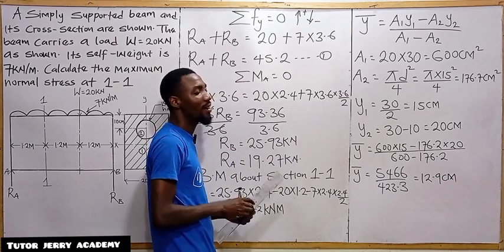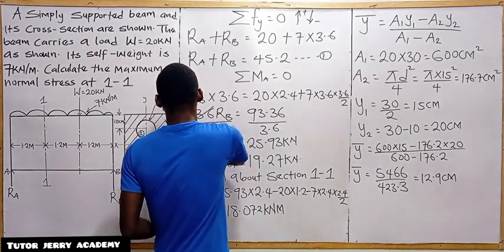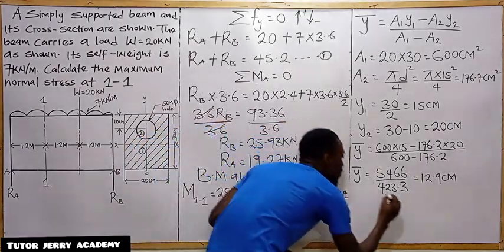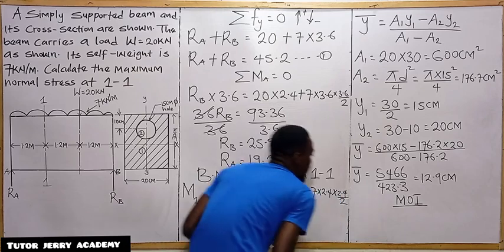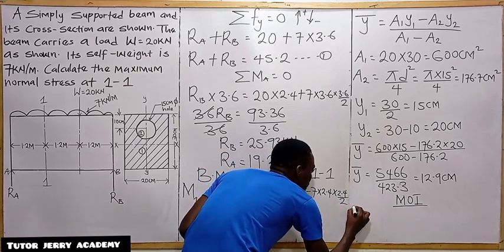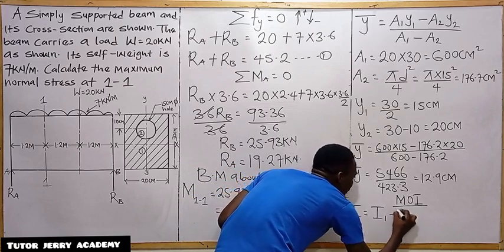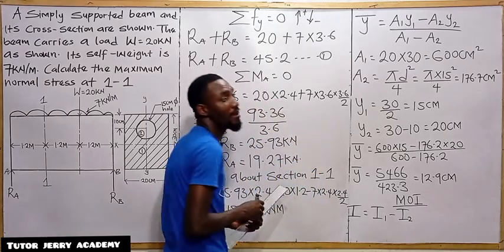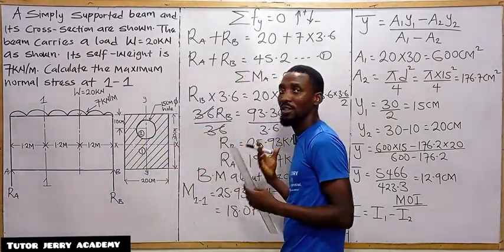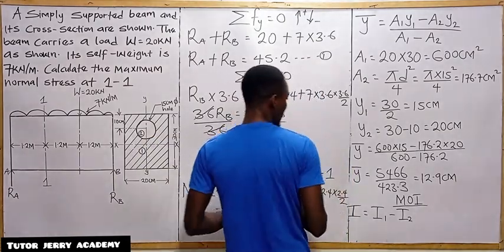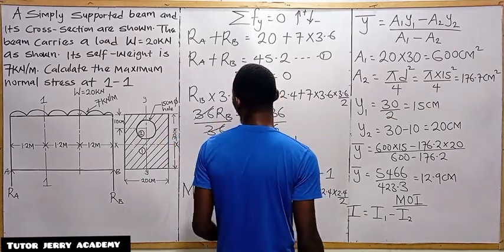All right, so the next thing we are going to do is for us to calculate the moment of inertia of this section here. So moment of inertia about the neutral axis. All right. So this is going to be I equals to I1 minus I2. I hope you know why it is minus, because it is hollow and because of the cutout part. All right. So now, next thing we are going to do here is our I1. So let's calculate our I1.